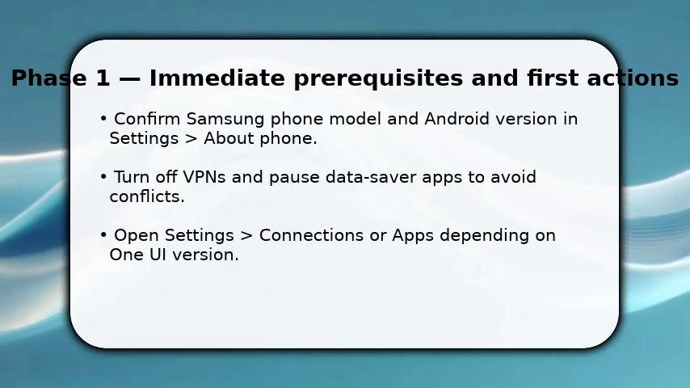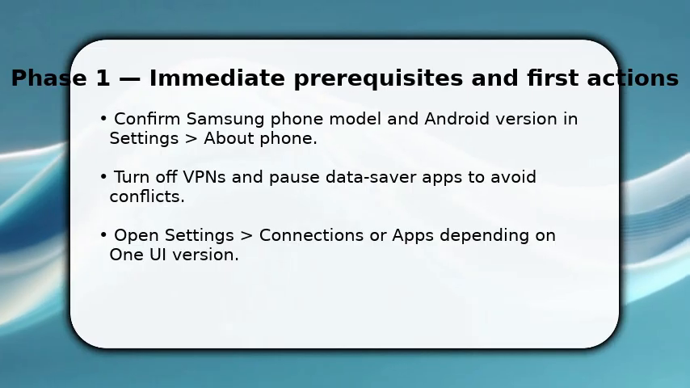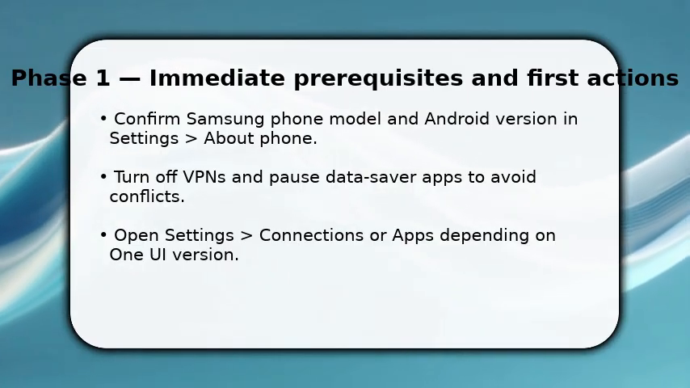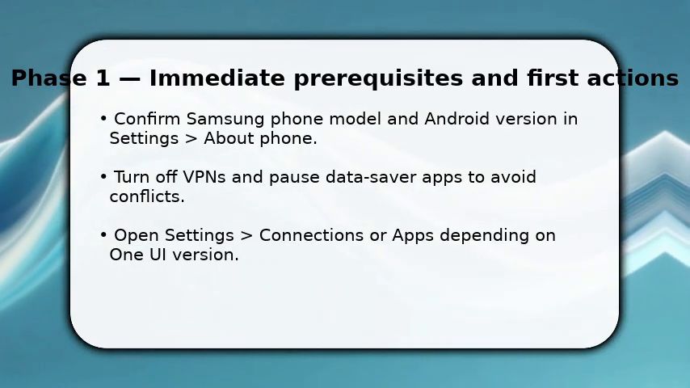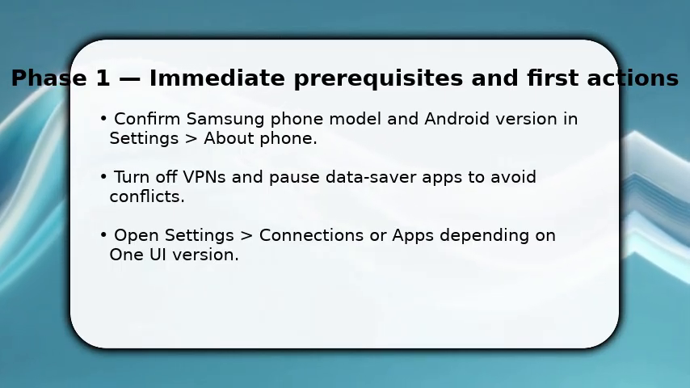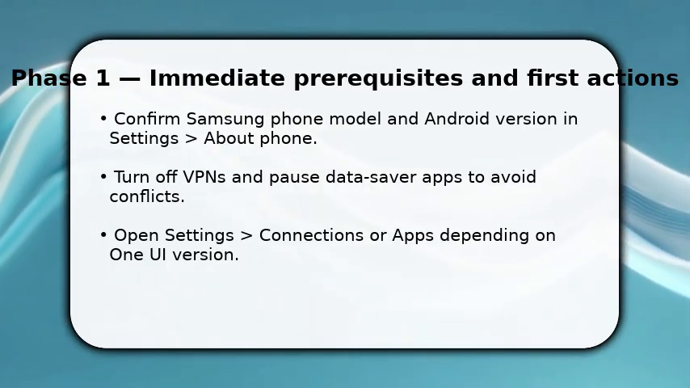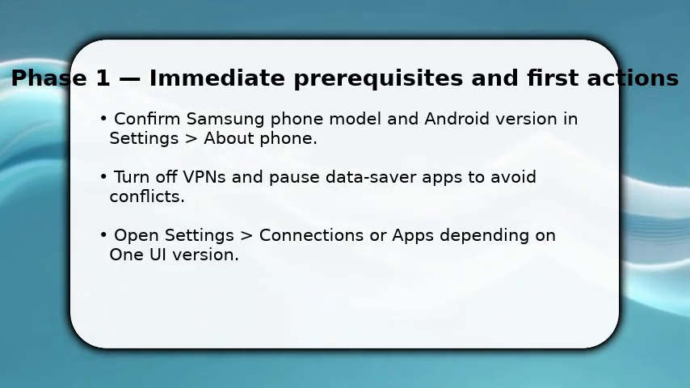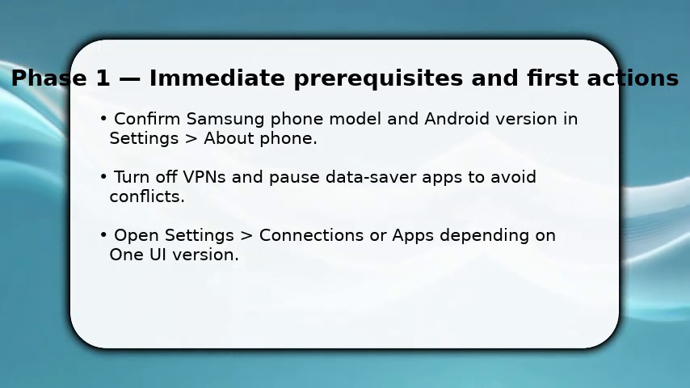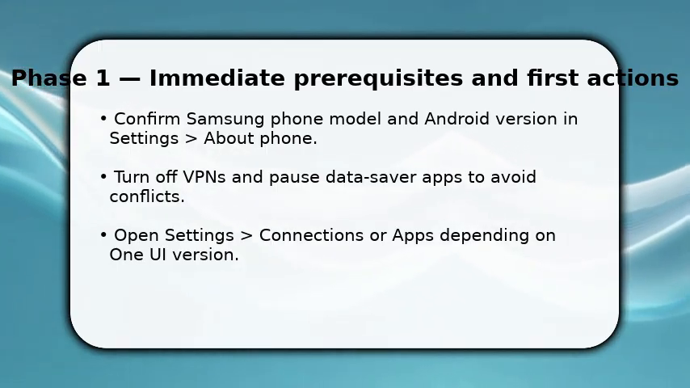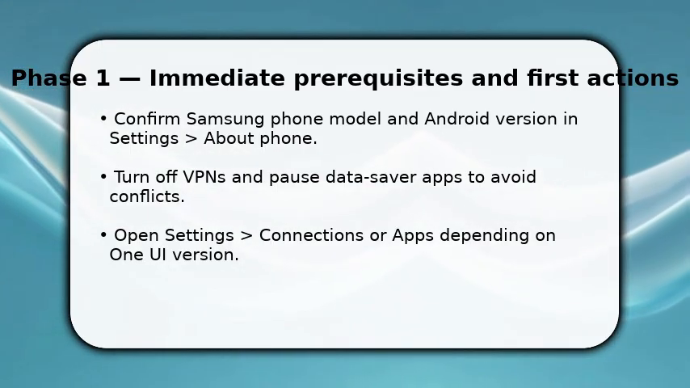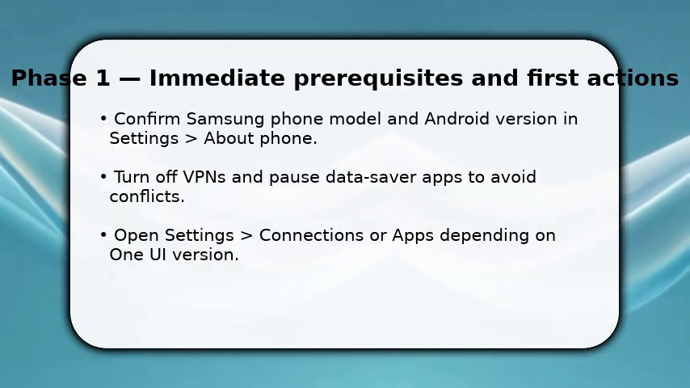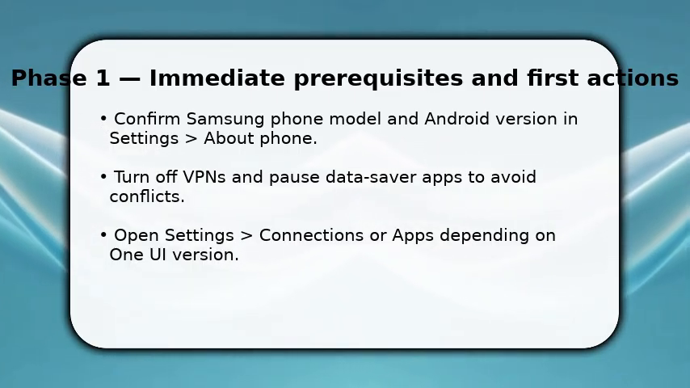You start by confirming essential details so steps match your phone. Open Settings now. Make sure no VPN or data saver is active because they can hide app traffic. Once in Settings, go to Connections or Apps. One UI labels vary. You need to locate the specific app you want to restrict, so tap Apps and scroll or search. This first action targets the app directly. Doing it now saves time and prevents accidental global network changes later.